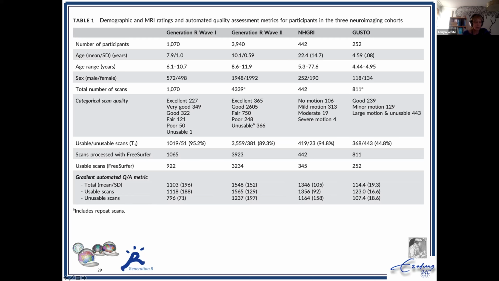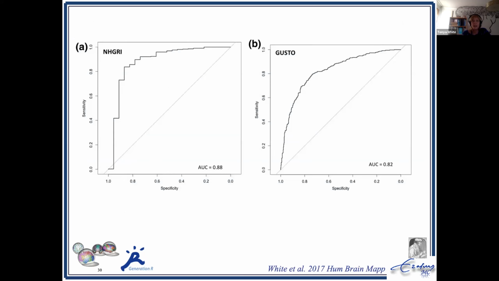So how does it work on other scanners? Well, NHGRI has an area under the curve of 0.88 for their raw T1 images, so it's actually quite good, not quite as good as what we had. They're also using a GE scanner, and Gusto, which is using a Siemens scanner, has an area under the curve of 0.82.